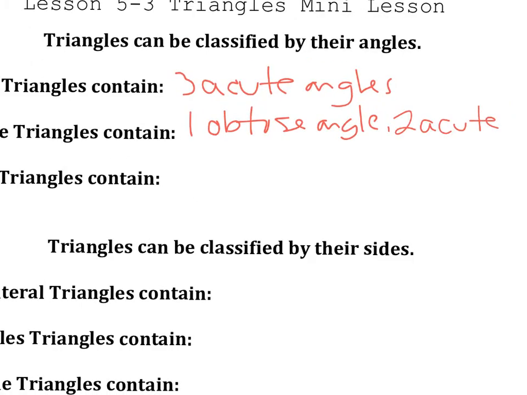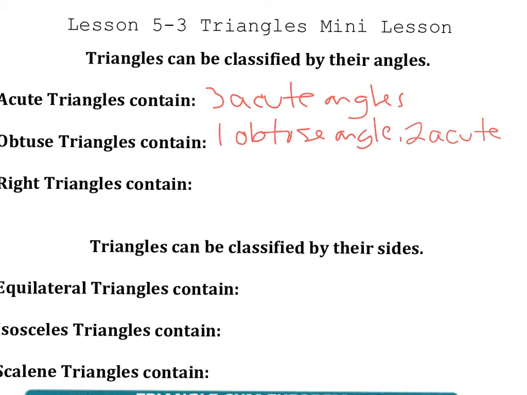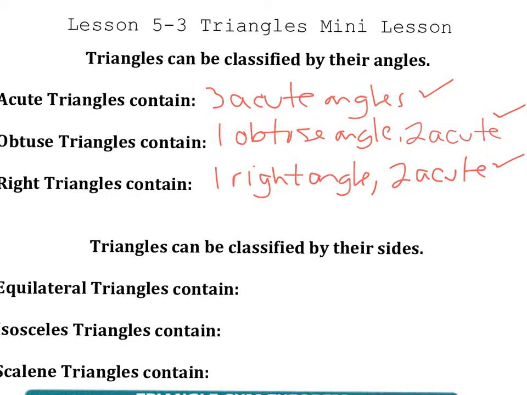And then if you have a right triangle, it has 1 right angle and also 2 acute. So in summary, all triangles have 2 acute angles. It's the third angle that defines it. If the third angle is acute, it's an acute triangle. If the third angle is obtuse, it's an obtuse triangle. And if the third angle is a right angle, then it is a right triangle.